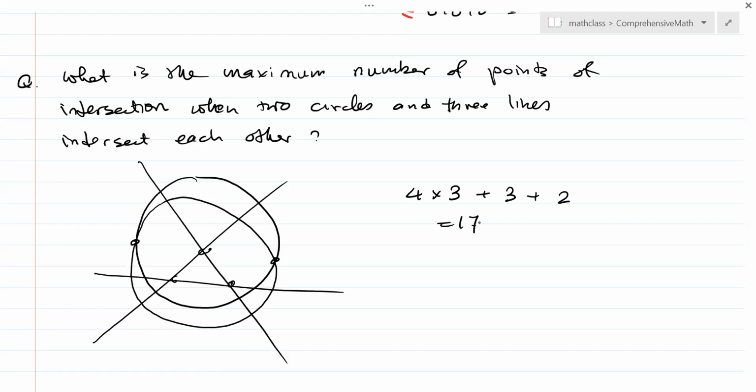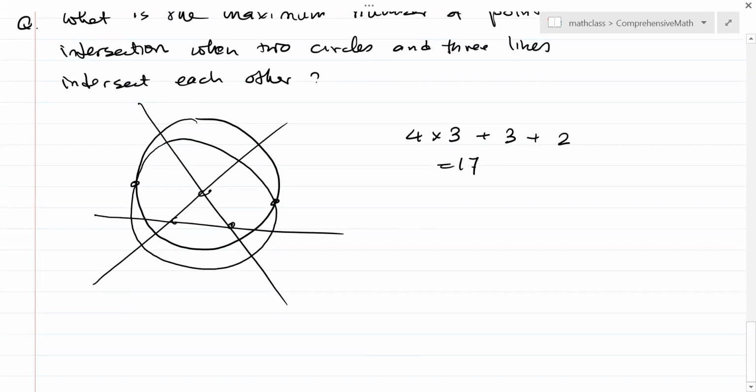You have to classify into several categories, like, do the two circles intersect? Yes, then you put 2 points. And do two lines intersect with each other? Then you put 2 points.